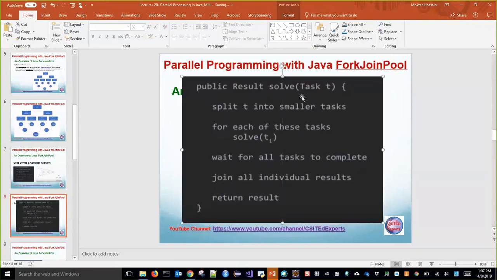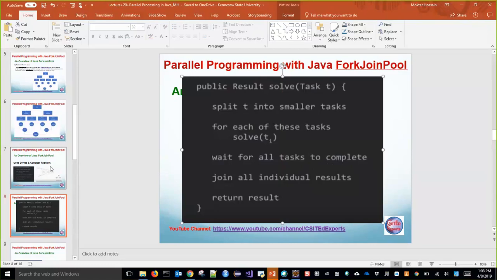So again, if you have a task, the task should be large enough, and that should be splittable. So split the task into smaller subtasks, and solve each of the subtasks. When all of the subtasks are completed, that means wait until all of the tasks complete, then join all of the individual results. That joining can be multiplication fashion, like factorial 5 equals 5 times factorial 4, or it can be addition or any other fashion of joining.